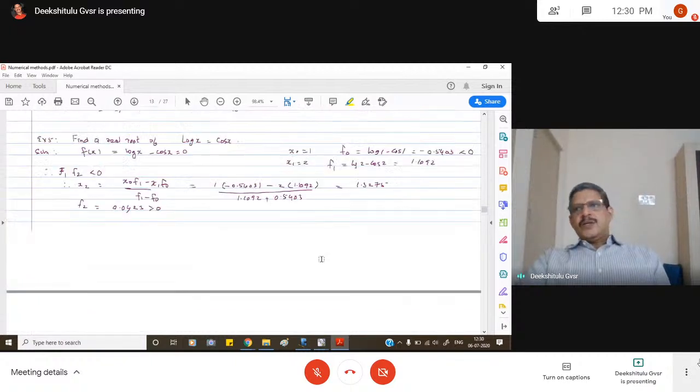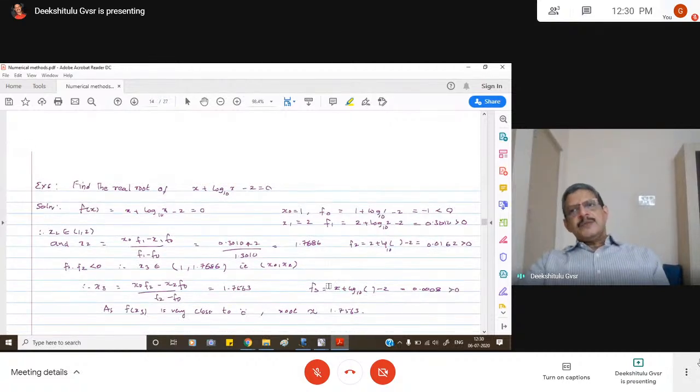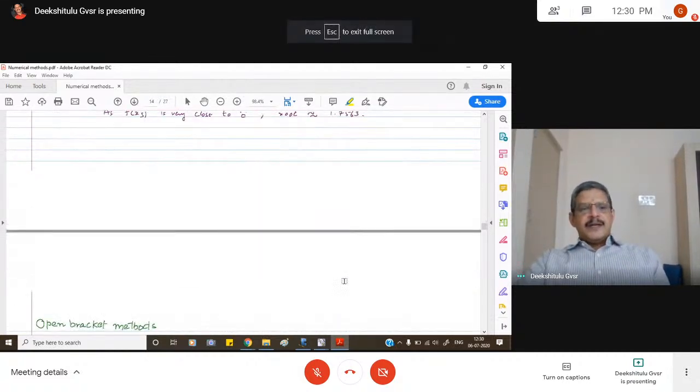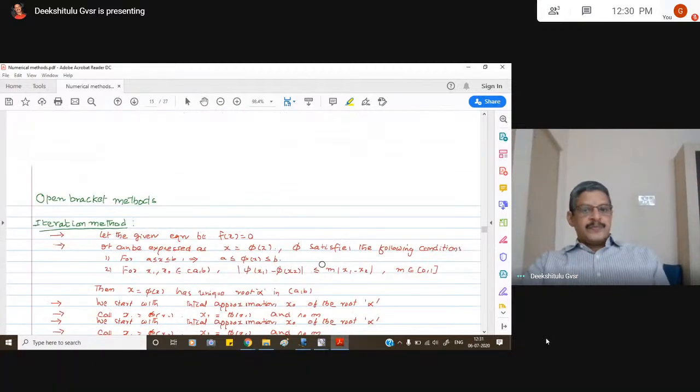That's what we mean by the regula falsi method. So I'll stop today with this. Tomorrow we will see the secant method, Newton-Raphson method, and then we'll go to algebraic equations, Gauss-Seidel method, and then numerical integration and numerical differential equations.